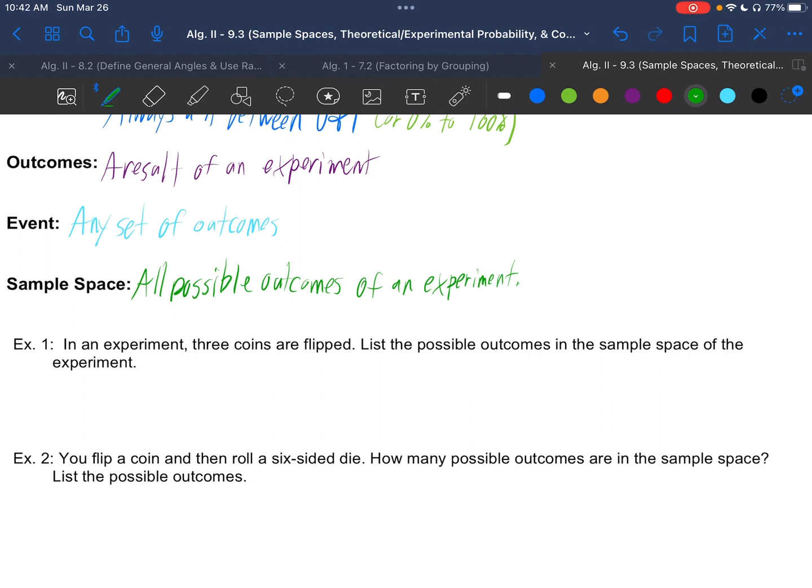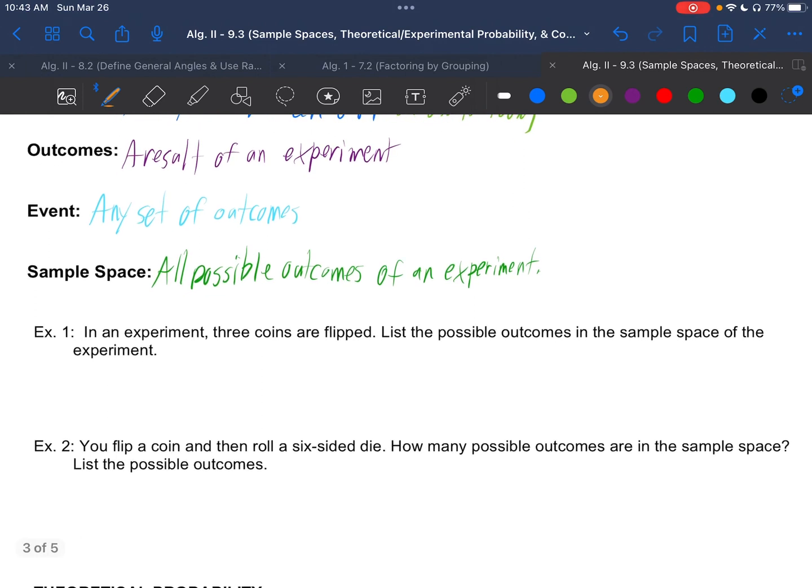So an example: in an experiment, 3 coins are flipped. List the possible outcomes in the sample space of the experiment. So the event is that coins are flipped. When a coin's flipped, you can either have heads or tails. Now, the sample space with 3 different coins being flipped, like let's say all of them are heads. You could also have the first 2 are heads and the last one's tails. And maybe the second one's tails, but the other 2 are heads. And maybe the last 2 are tails. Then you could also have that all 3 of them are tails.